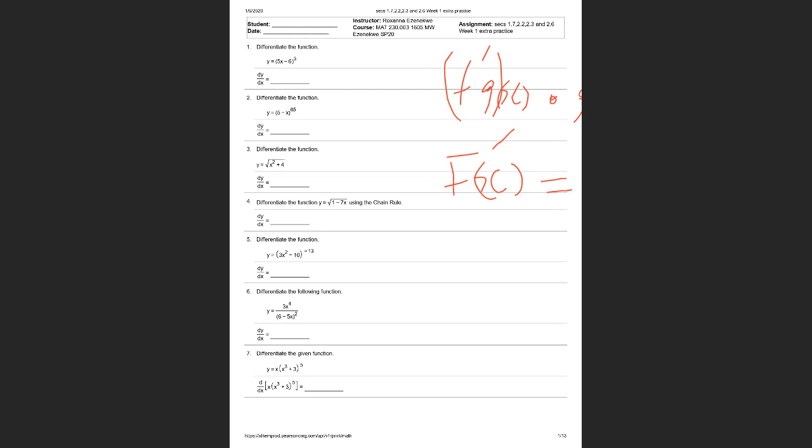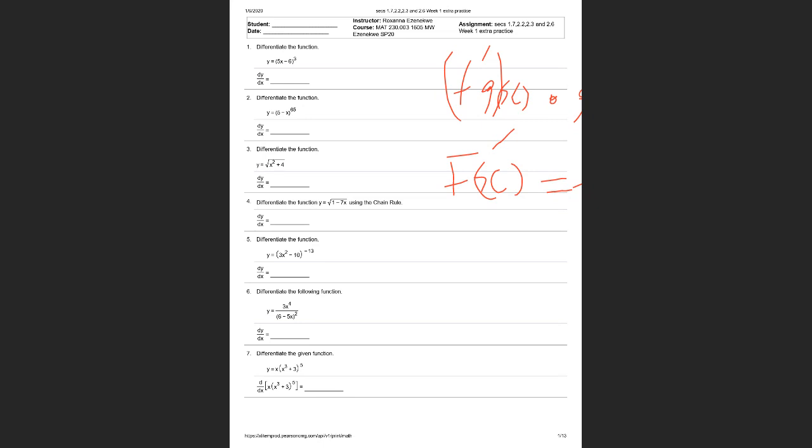The derivative of the inner function, f prime g of x, multiplied by the derivative of the outer function, g prime of x. And so that's what we're going to do right now. We are going to find the derivative of the outer function, and the outer function is the power, this inner function to power 3. So let's do that.